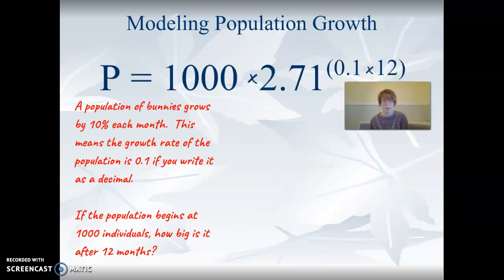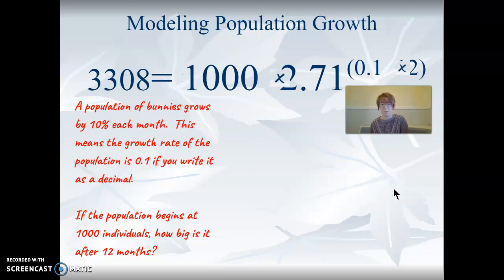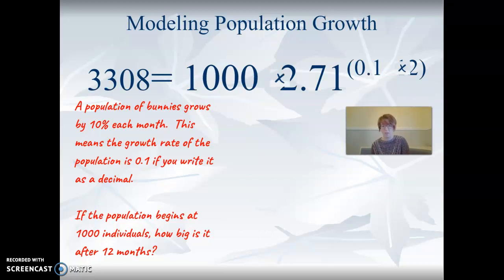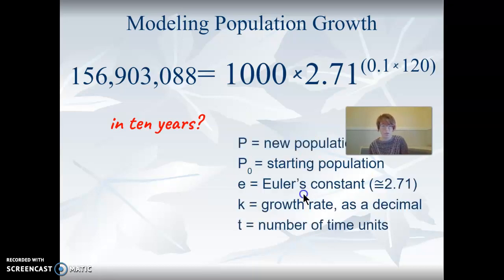This is how you would be setting up your equation, and you get the answer of 3,308 after 12 months. Now if we were going to look at 10 years later, we get a much larger number, 156 million rabbits. So you can see it grows pretty quickly.